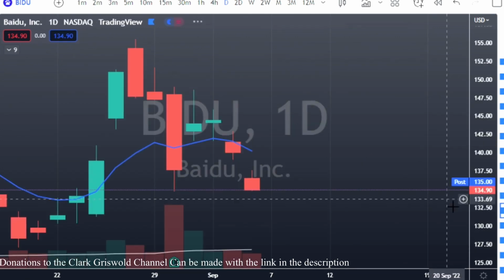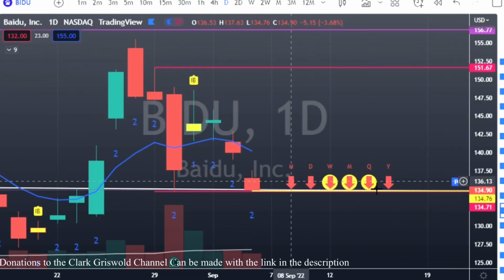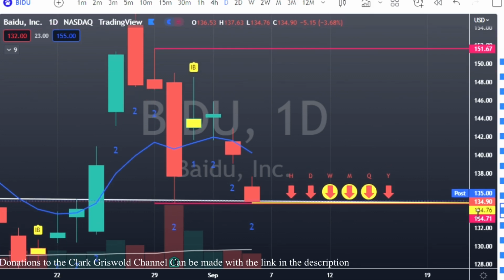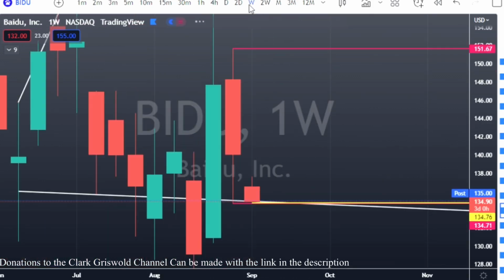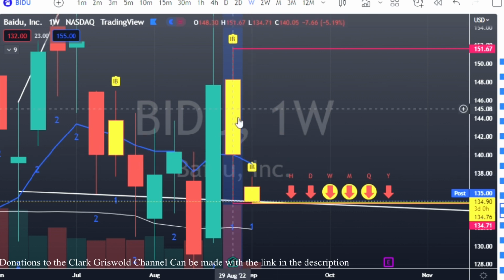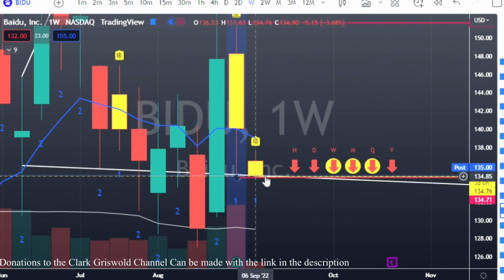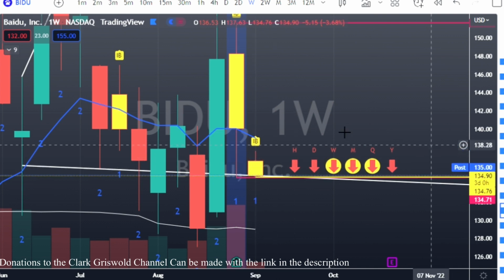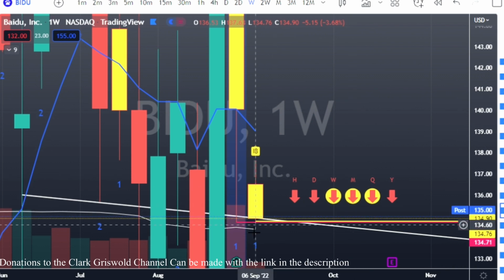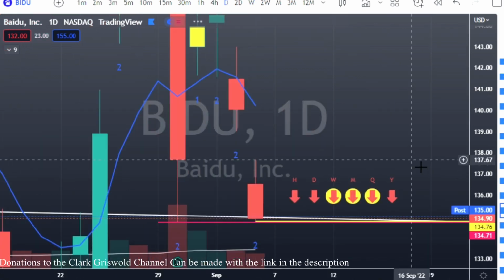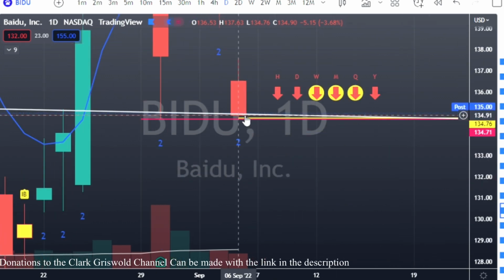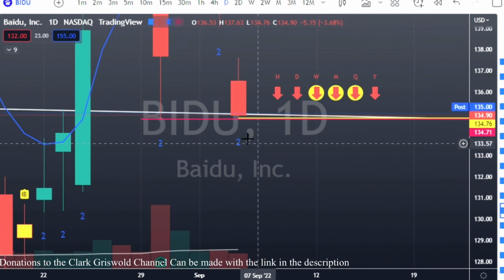BIDU, okay, BIDU, the reason I have this one on here is because of this weekly setup that I gave you guys on the videos from yesterday. Inside bar on the weekly, we're sitting inside bar currently on this week, full time frame to the downside, and we are about to trigger 2 down on the week, okay? So, if we trigger 2 down on the day, we are triggering 2 down on the week.